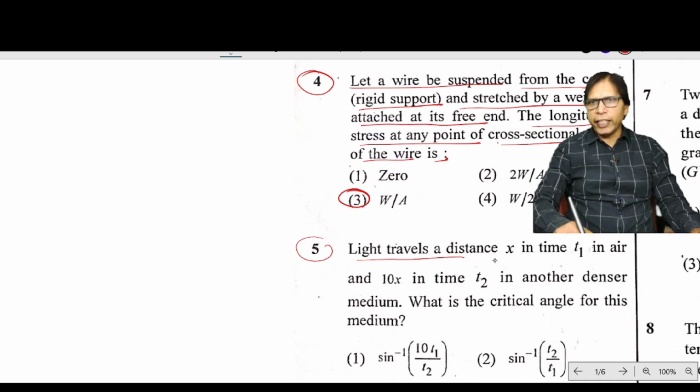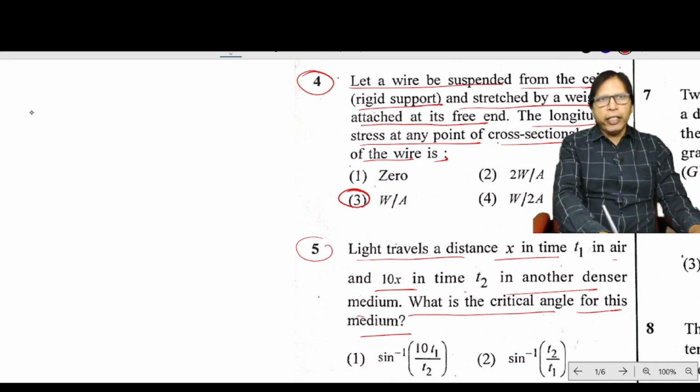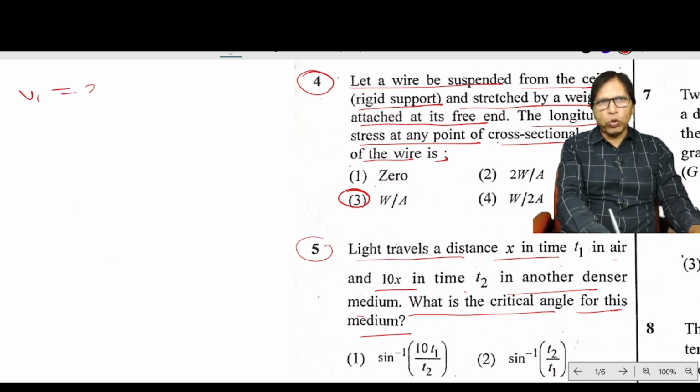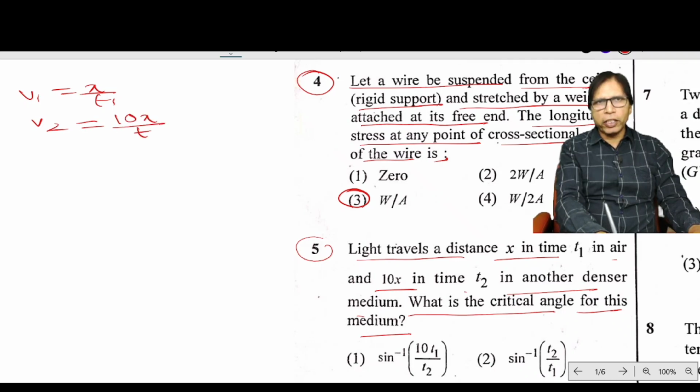Question number 3. Light travels a distance x in time t1 in air and 10x in time t2 in another denser medium. What is the critical angle for this medium? Here v1 is equal to x by t1, and v2 is equal to 10x by t2.